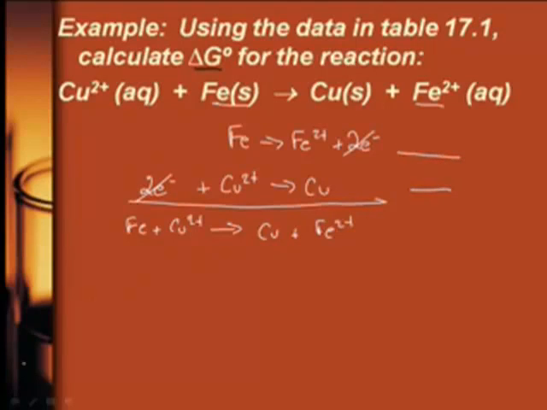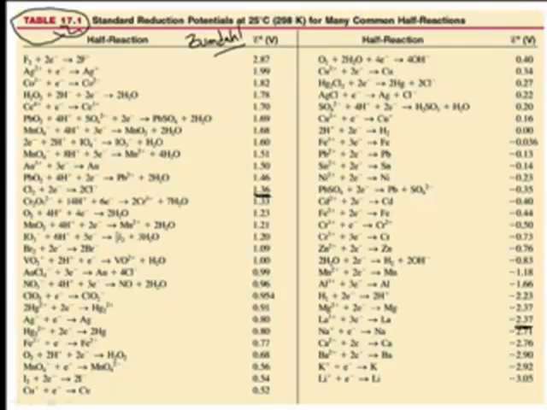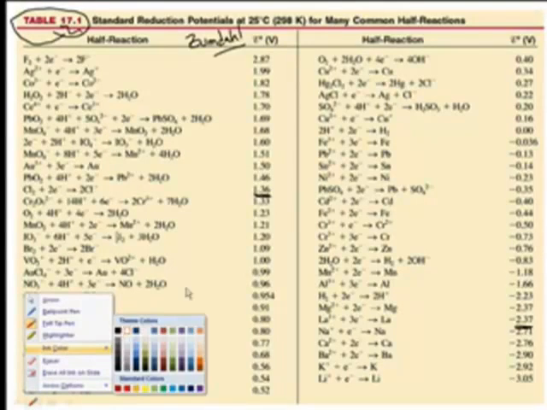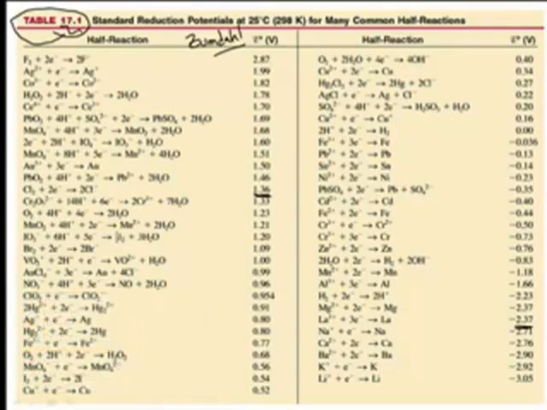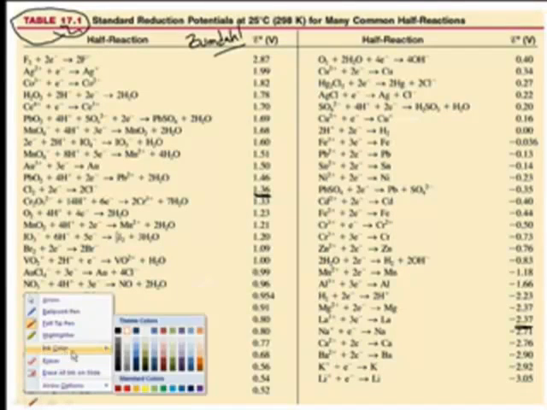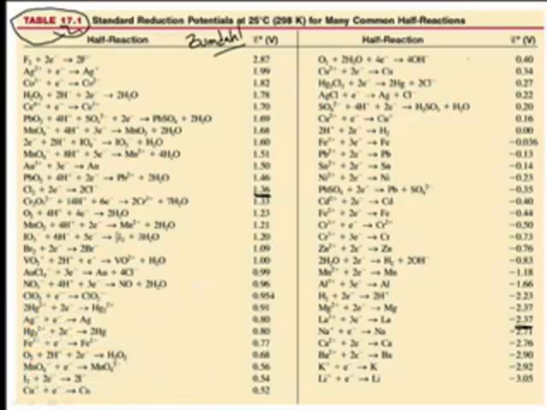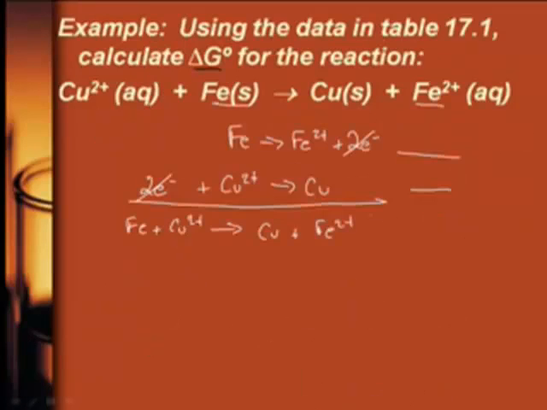Yes, we do. So let's go back a couple of screens to the table. And so we have copper to copper 2 positive. Where is that one? Still looking for copper. You guys have probably already seen it right now. Oh, there it is, second from the top on the right-hand side. 0.34 for the copper one. Okay. So the copper one is 0.34.